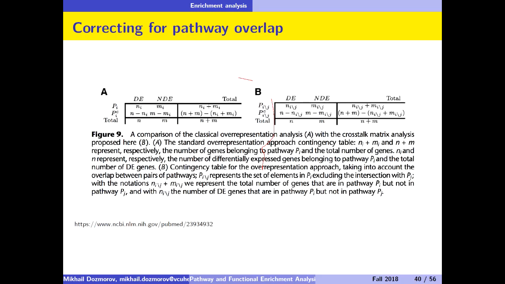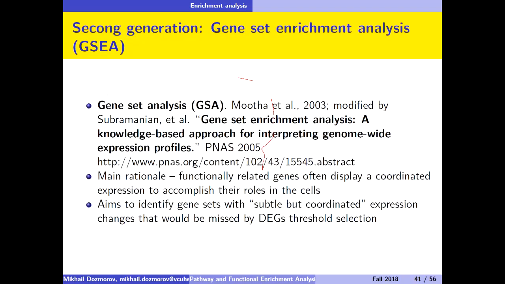There are ways to account for it, and those ways are pretty much how you construct this 2x2 contingency table. I put a link here for the paper that describes it in more detail, but the point here is that you can correct for pathway overlap by properly constructing your 2x2 contingency table. What I described is a simplistic approach that works and is relevant, but you can do better. And there are software packages that can do it.